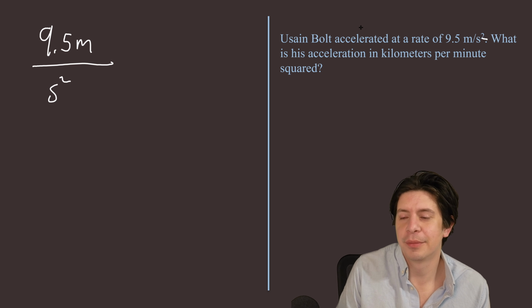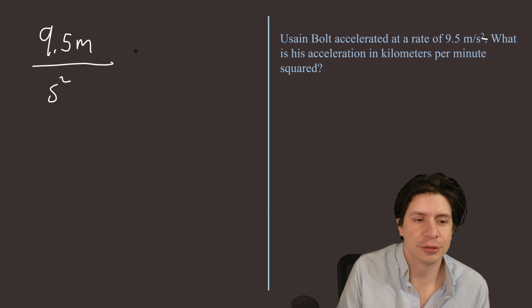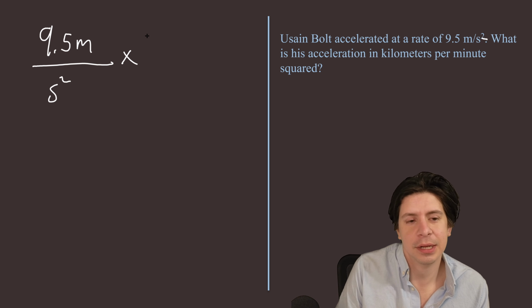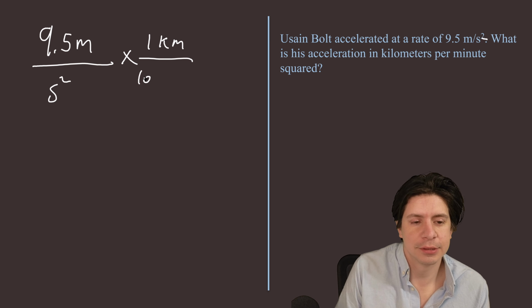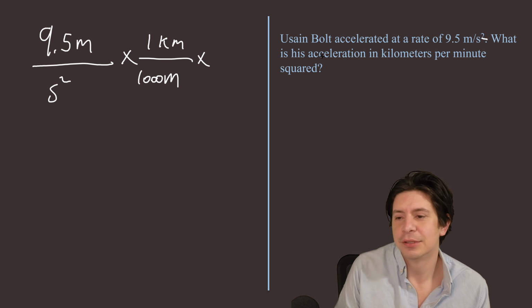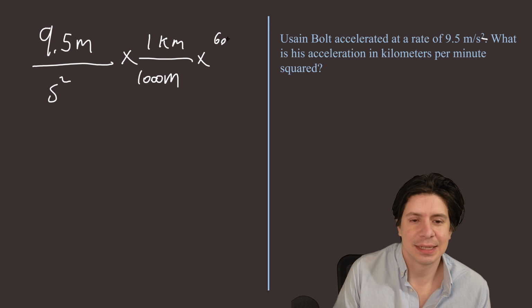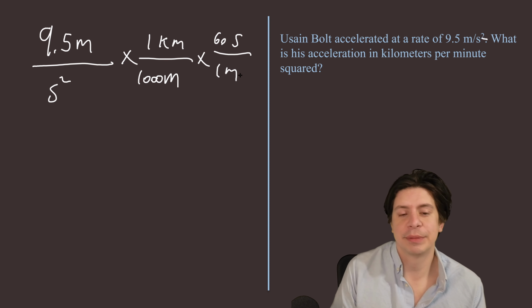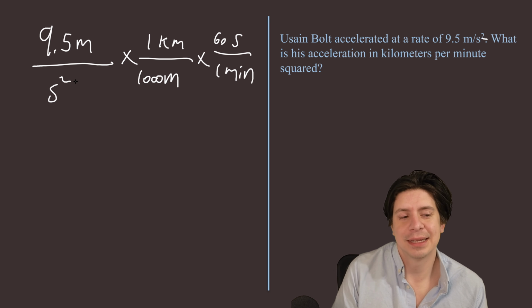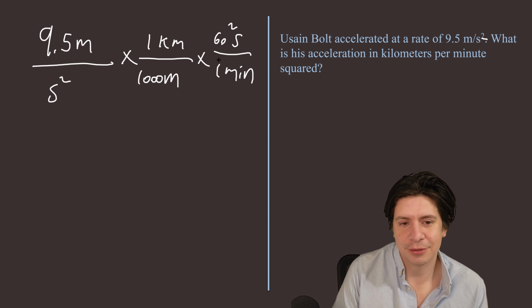Now to convert from meters to kilometers, we divide by 1,000. So it's going to be 1 kilometer over 1,000 meters times, now the seconds squared, to go to minutes, there are 60 seconds in a minute over 1 minute. This is what most people do. The thing they mess up on is that it's squared, so we have to square these values here.